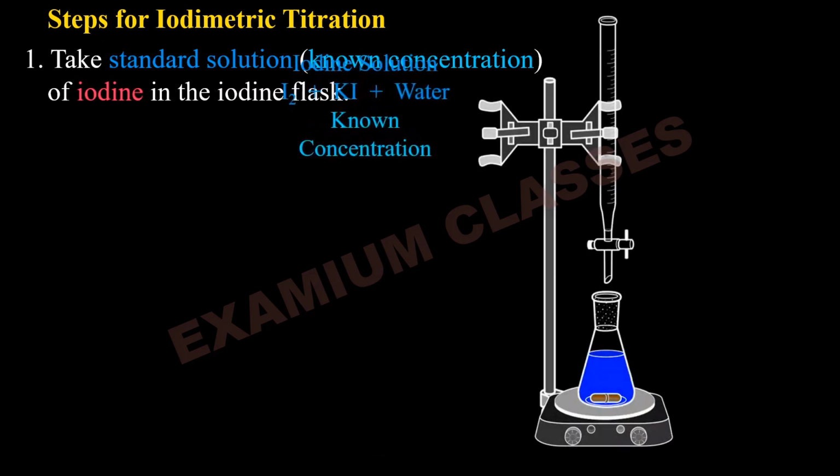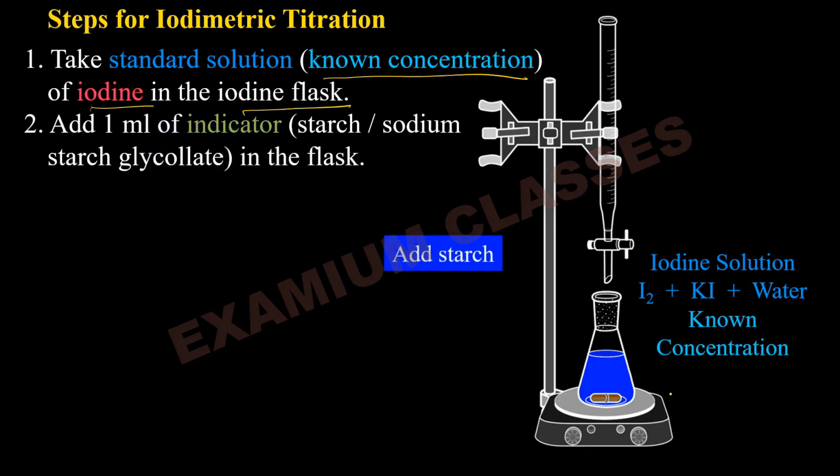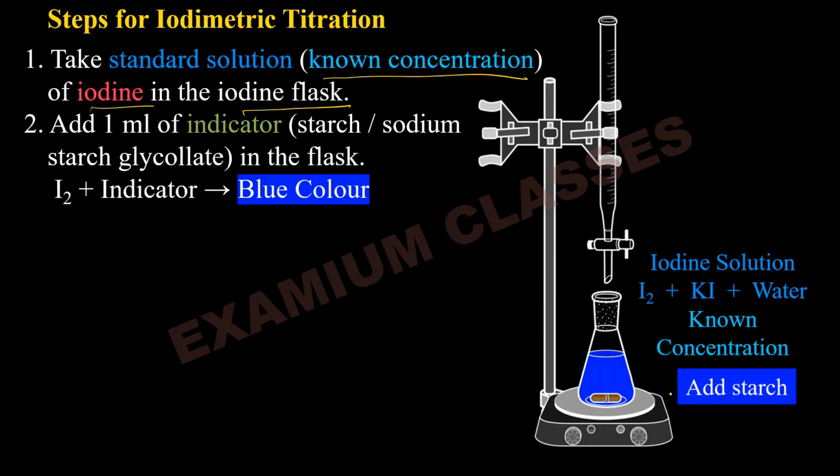Steps involved in iodometric titrations. This is the most important part of this topic. Take a standard solution, which is of known concentration of iodine, in the iodine flask. Obviously we need to dissolve it in KI so that it is dissolved in the water. Add 1 ml of indicator, that is starch or sodium starch glycolate, in the flask, and that will result in blue color. So now you will have the blue color in the flask.